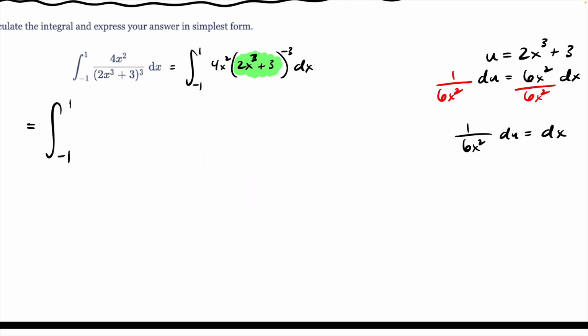Okay. U substitution. 4x squared stays. This becomes u. Dx is 1 over 6x squared times du. X squareds go away like we want them to. Becomes a 1, that becomes a 1. So we're left with 4 over 6. 4 over 6 can move to the front. Or 2/3, yeah.